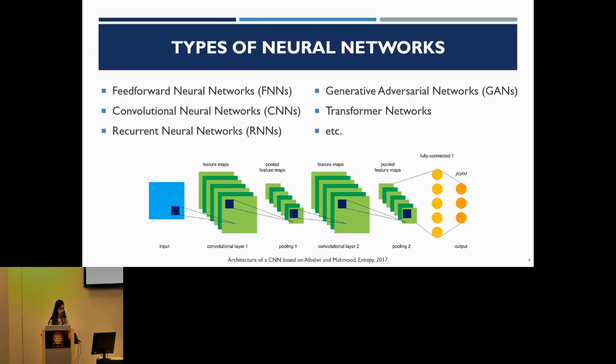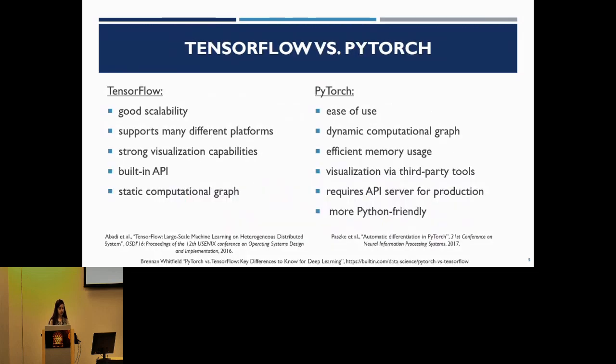So TensorFlow and PyTorch are two very popular open source machine learning frameworks that can be used to construct neural networks. TensorFlow was developed by Google Brain, and it's known for its scalability and the fact that it supports many different platforms, including desktops, servers, and mobile devices. It also boasts strong built-in visualization capabilities, as well as a comprehensive API ecosystem, which facilitates seamless integration into production environments.